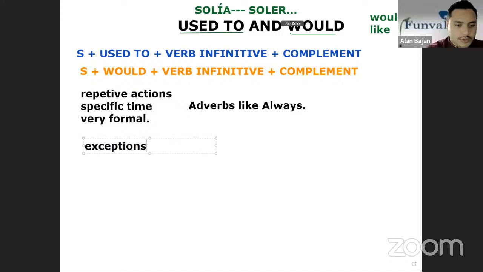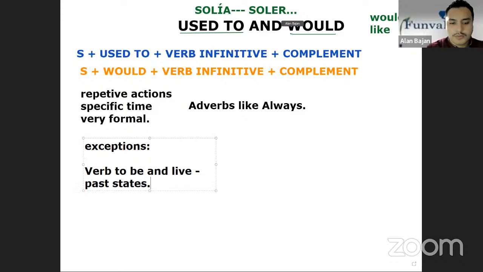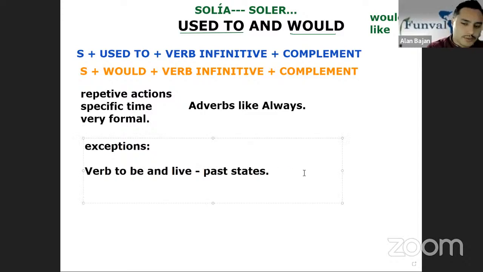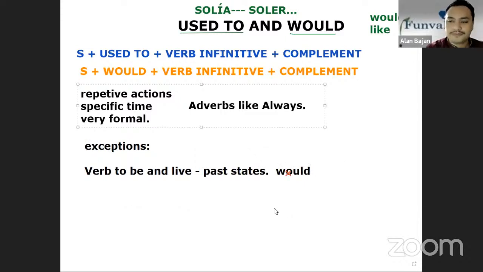Exceptions. Past states, I don't use would. In past states, I don't use would. Why? Because it's not repetitive. You are not happy all the time. And grammatically, they are not considered as repetitive actions.